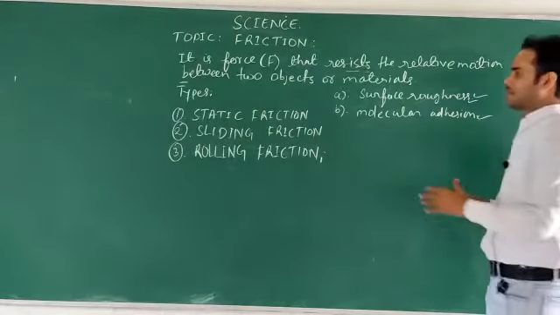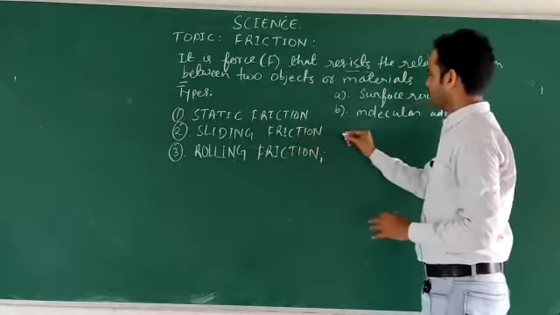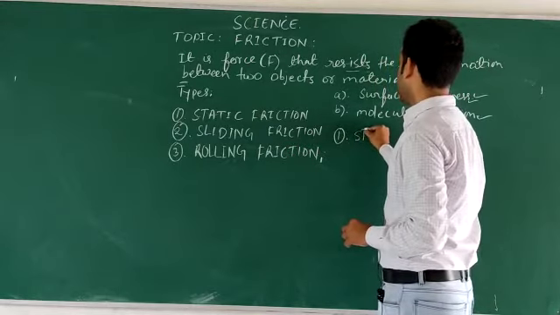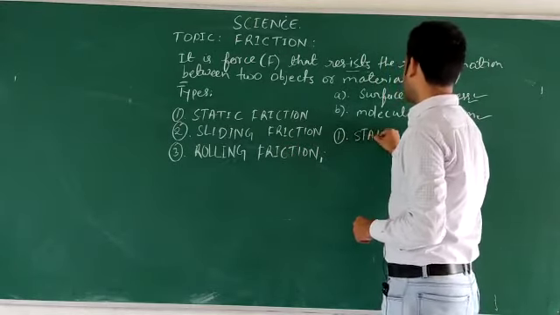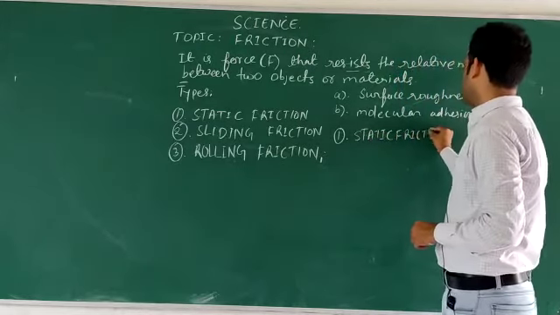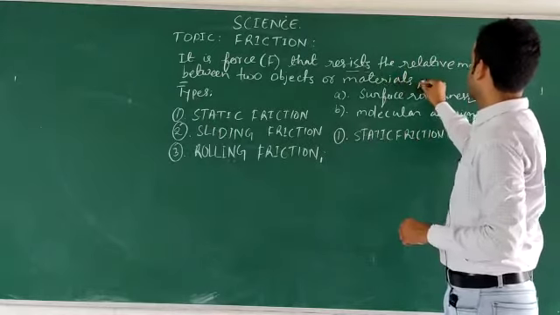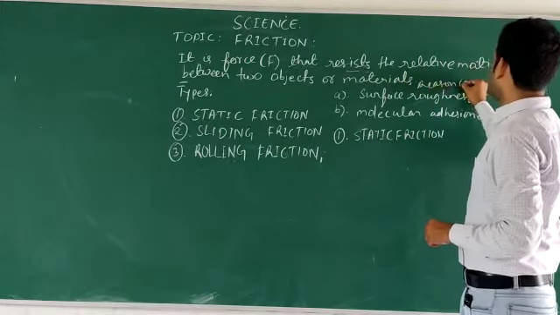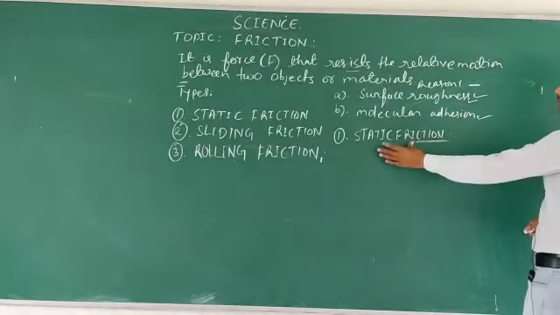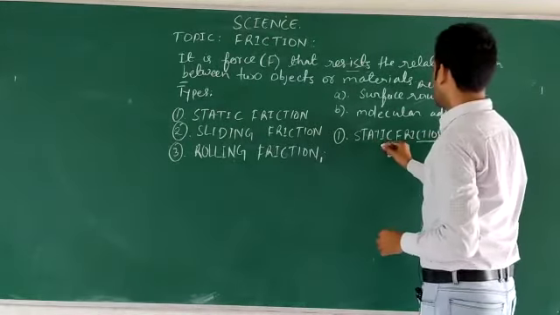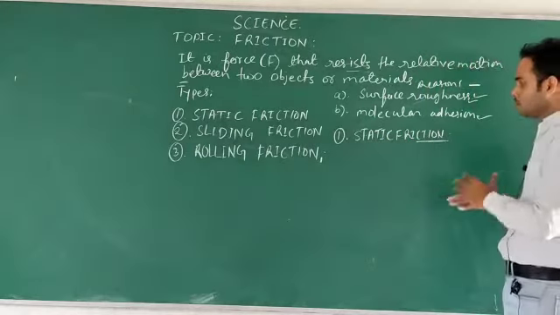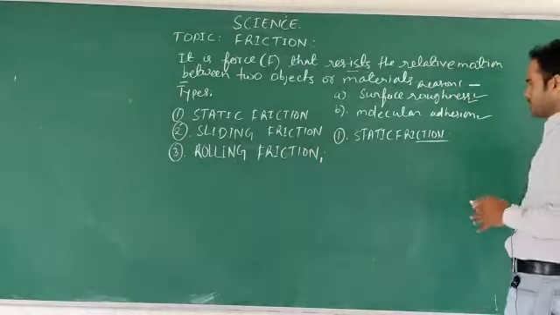And let's talk about the static, sliding and rolling friction. First we will talk about static friction. If we talk about static friction, static means there is no motion. The object is not moving.